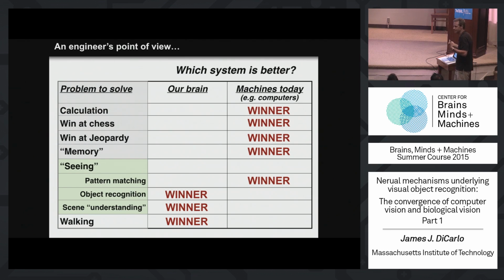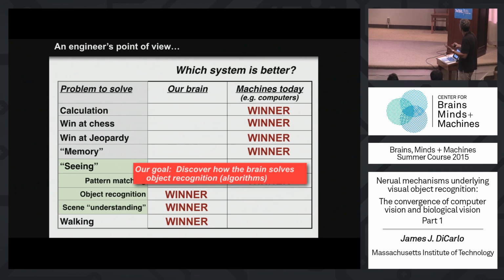So there's forms of vision that machines are way better than us. But some forms of vision that are more complicated, that require generalization, like object recognition or more broadly scene understanding, we like to think that we are still the winners at, and even things that we take for granted, like walking. This is quite a challenging problem. Now, engineers really want to sort of move this over here, right?